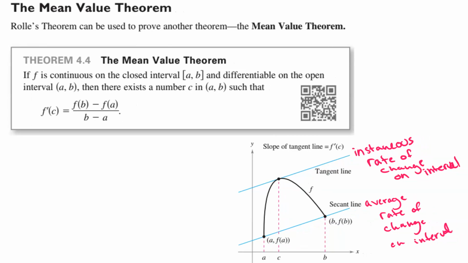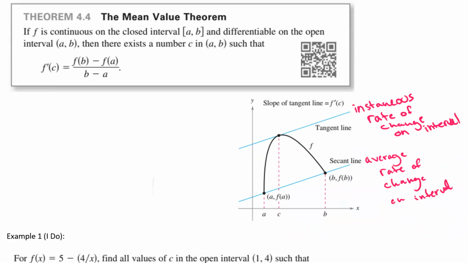Went off a little bit. All right. So that means if we were to find our slope, we can set that equal to our derivative and find a point where our derivative is equal to the slope of the secant line. So we're going to do just that.